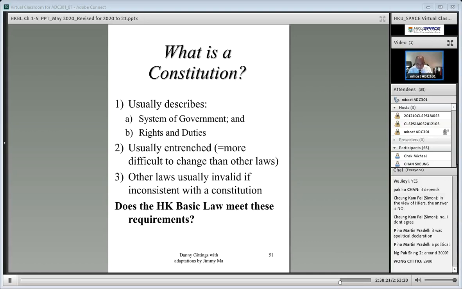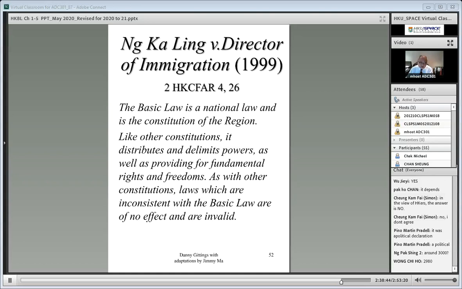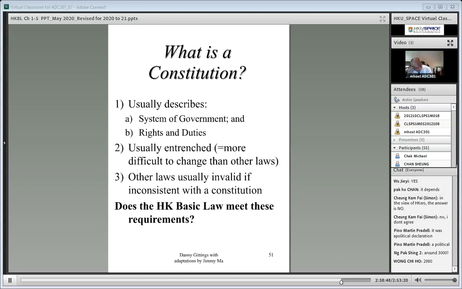The other characteristic of a constitution is point number three here. It says other laws are usually invalid if inconsistent with the constitution. This is a general statement, and as far as the Hong Kong Basic Law is concerned, I had already drawn your attention to Article 11, which says that no laws made by Hong Kong can contravene the Basic Law. So because of that, the Hong Kong Basic Law is sometimes described as a constitutional document, although it is not a constitution.